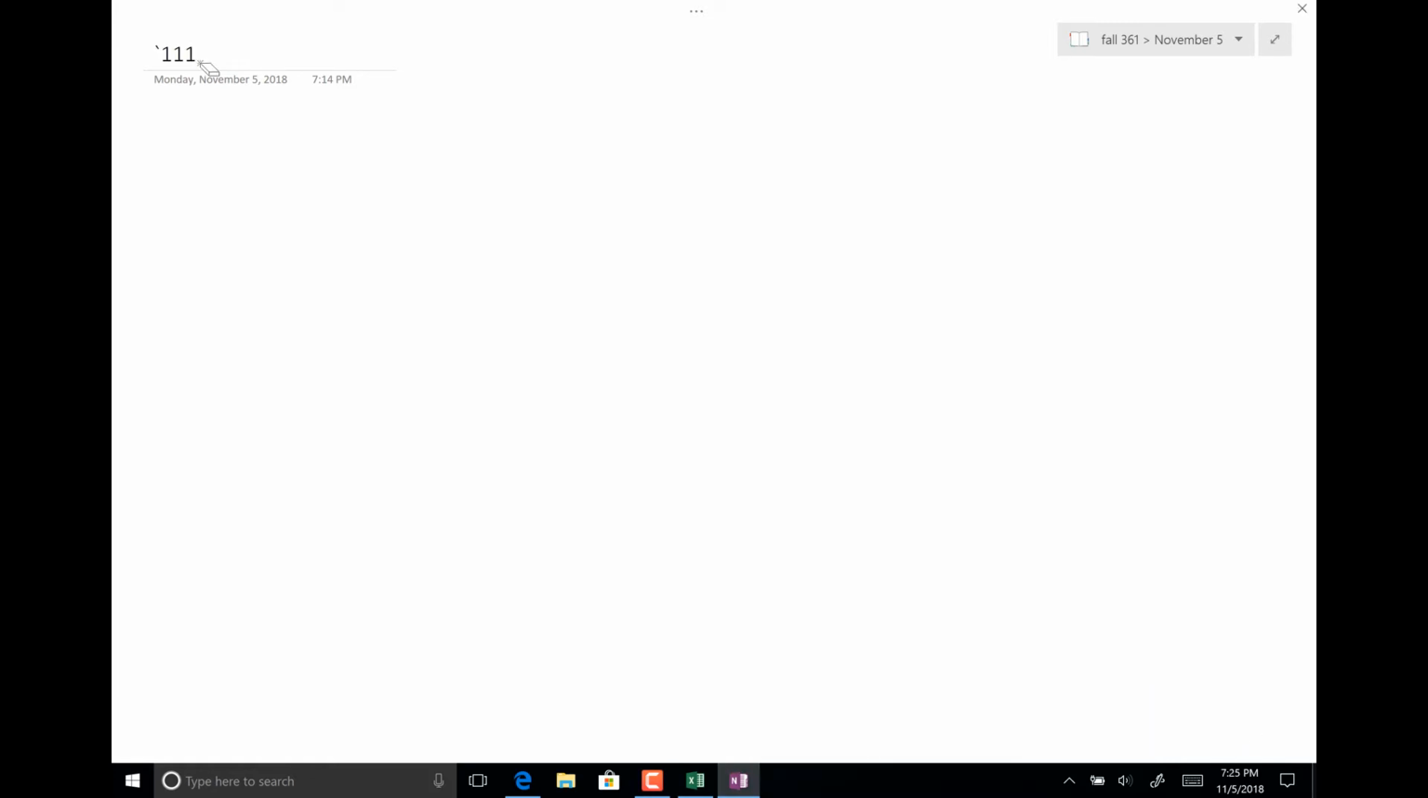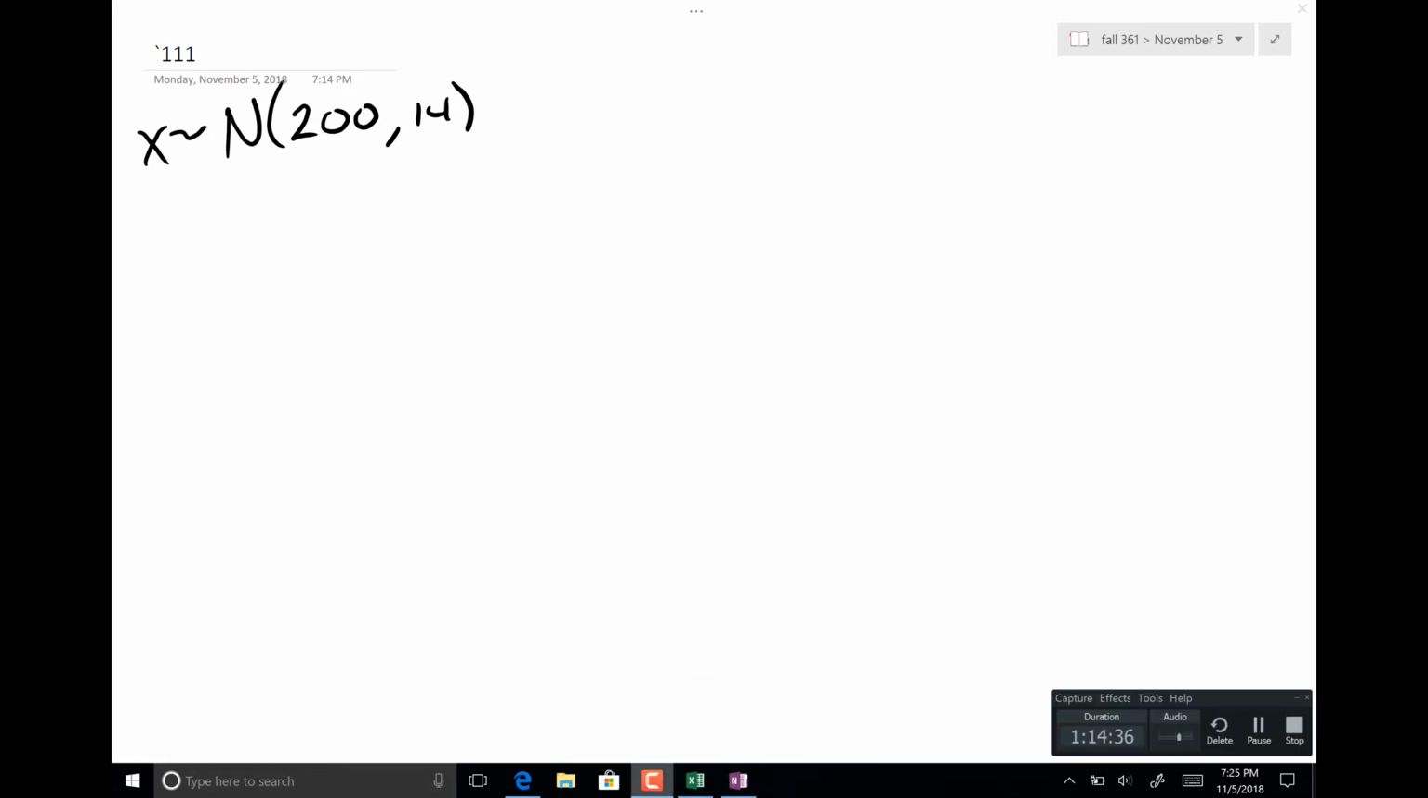So, oh, that's weird. All right, so suppose X is distributed this way. And again, it could be weights. I'm going to go with weights just for fun. But again, they're just distributed this way. I did hit record, I think. Yep, it's going. All right. Nice.